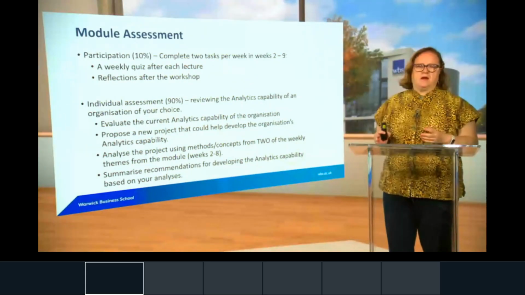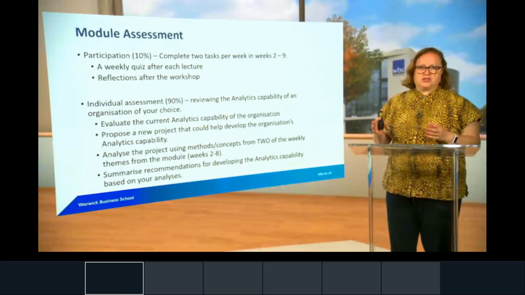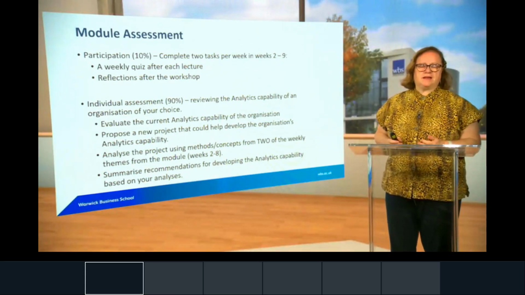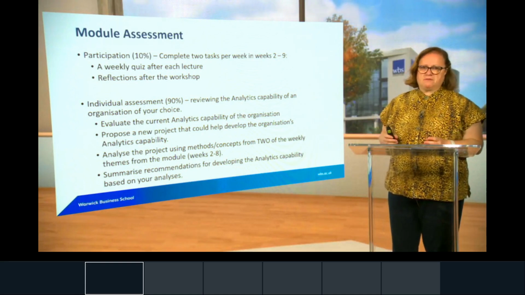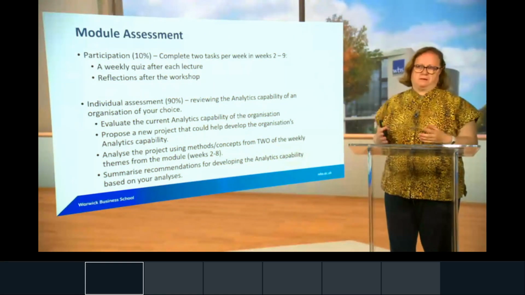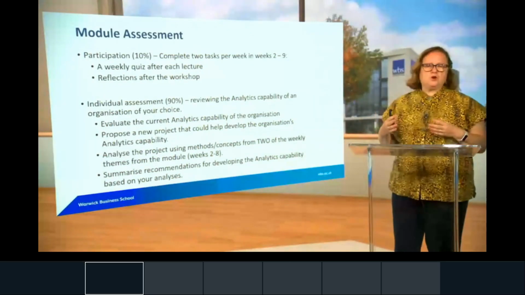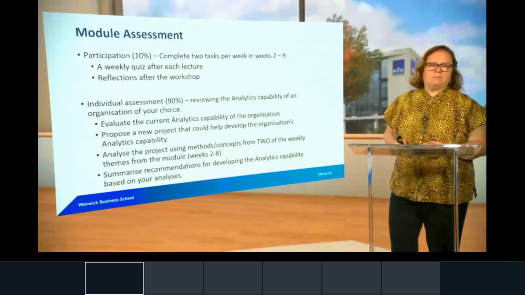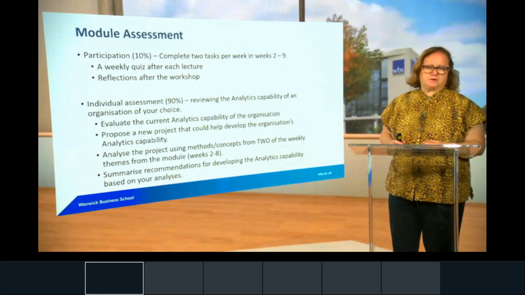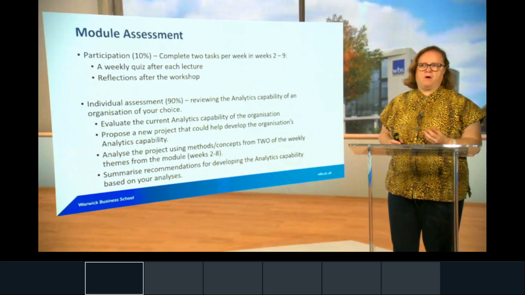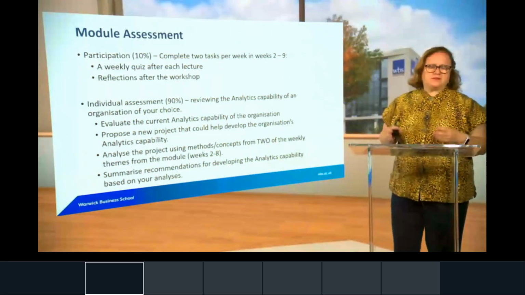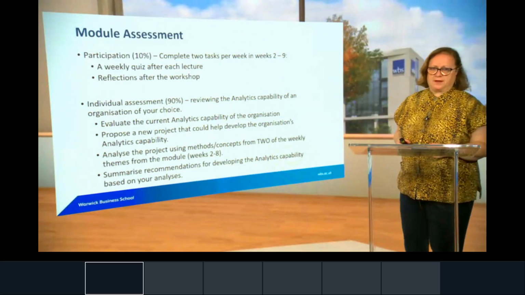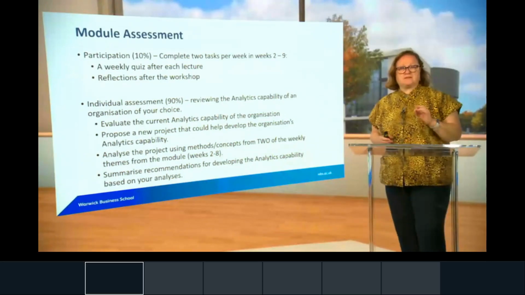Now, the idea of the quiz is really just to check that you're understanding the concepts that we're covering in the week, and the idea of the reflections is for you to build, if you like, a personal knowledge base that you can then look back on when it comes to your assessment. So we ask you to think about what you've made of, how you've understood, and what you found helpful about the methods and the concepts that we've covered in that week. So that's the participation, which counts for 10%.